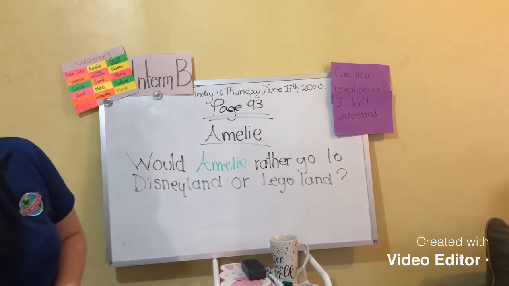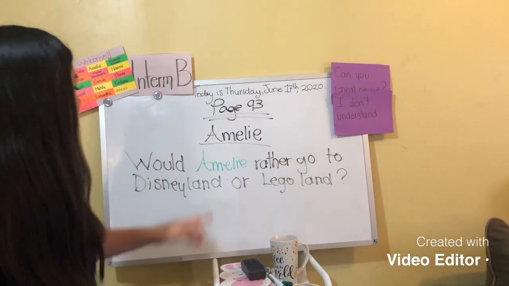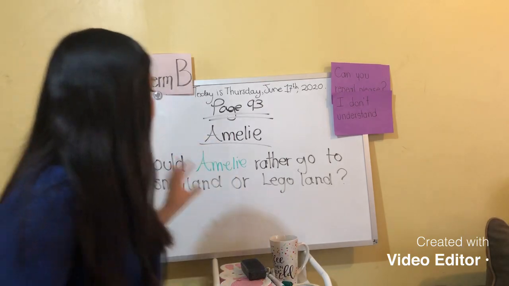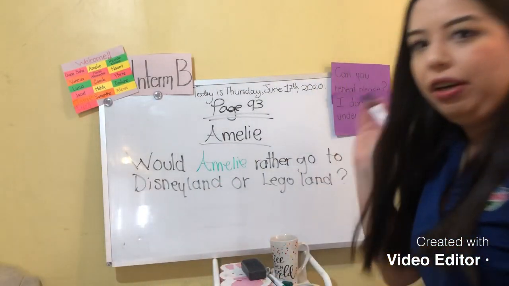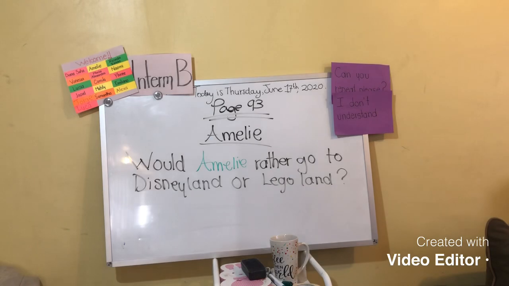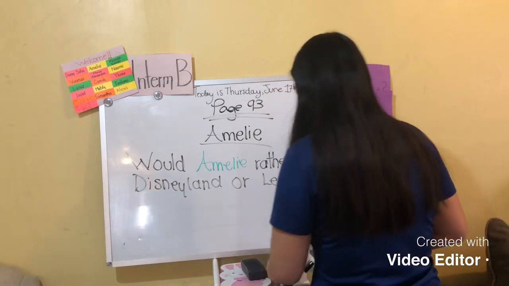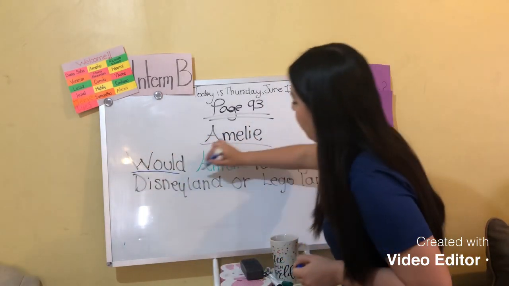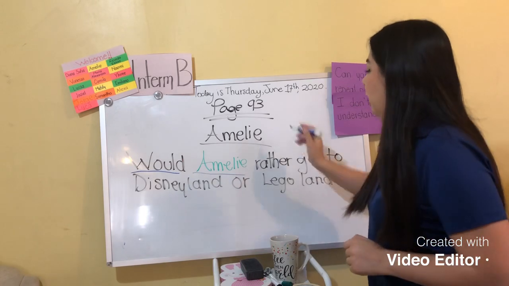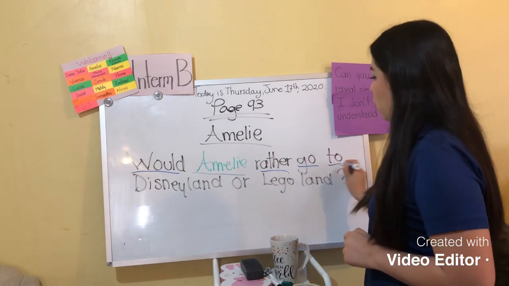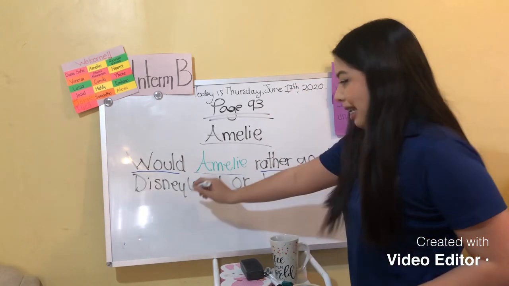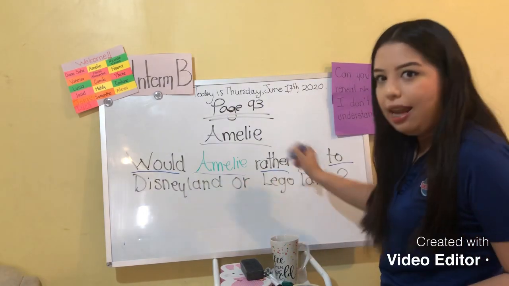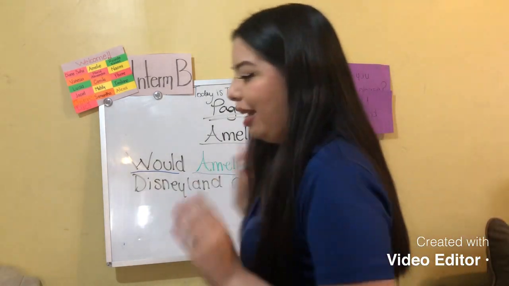Okay, look at the question, okay? We have the question that says, would Emily rather go to Disneyland or Legoland? Okay? So, the question will start with would, and then the person, would Emily, and then rather go to two options, Disneyland or Legoland. So, look at the sentence.